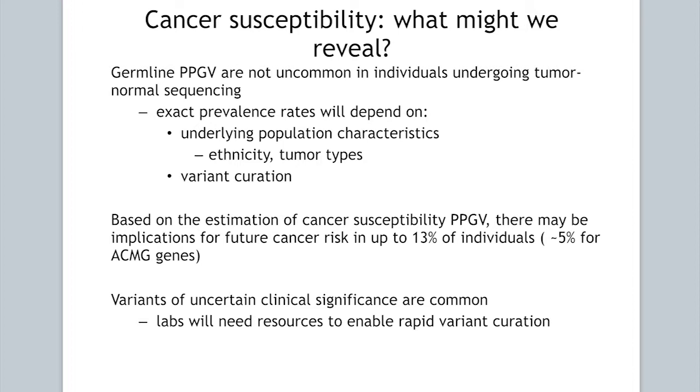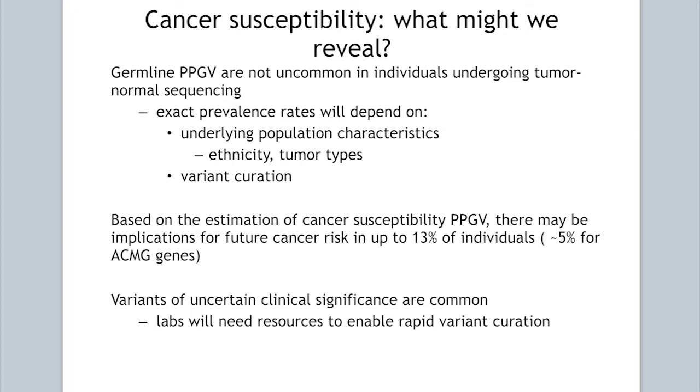So what might we reveal from this is that the exact prevalence rates will depend on the population characteristics and the variant curation of how we determine pathogenic variants, and our estimates of cancer susceptibility in that are around 13% in unselected individuals, 5% for the actionable ones. So that's important when you're thinking about consenting. And Martin alluded to the importance of pipelines, because you need quick resources and to be able to rapidly curate these variants. And you need pipelines in order to do that.